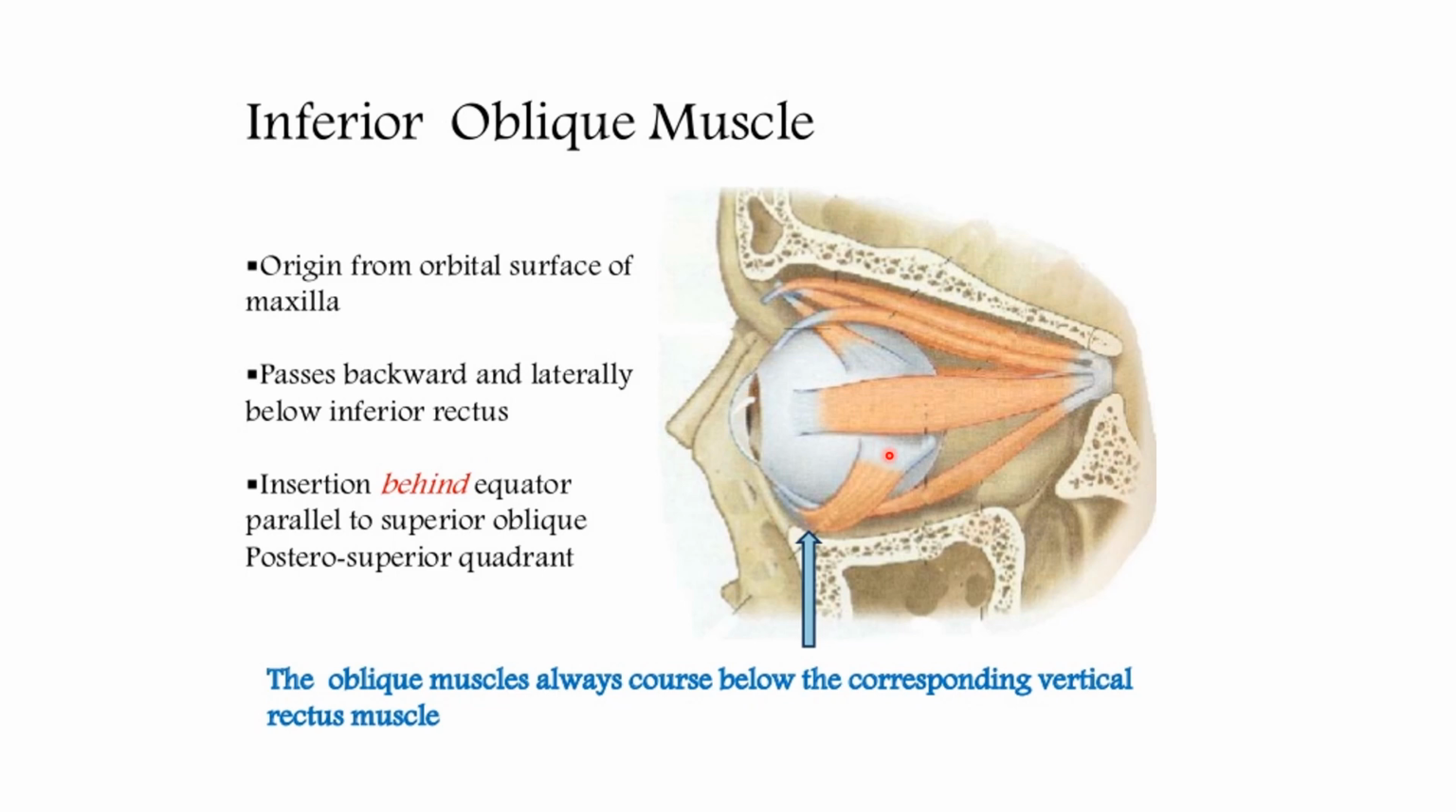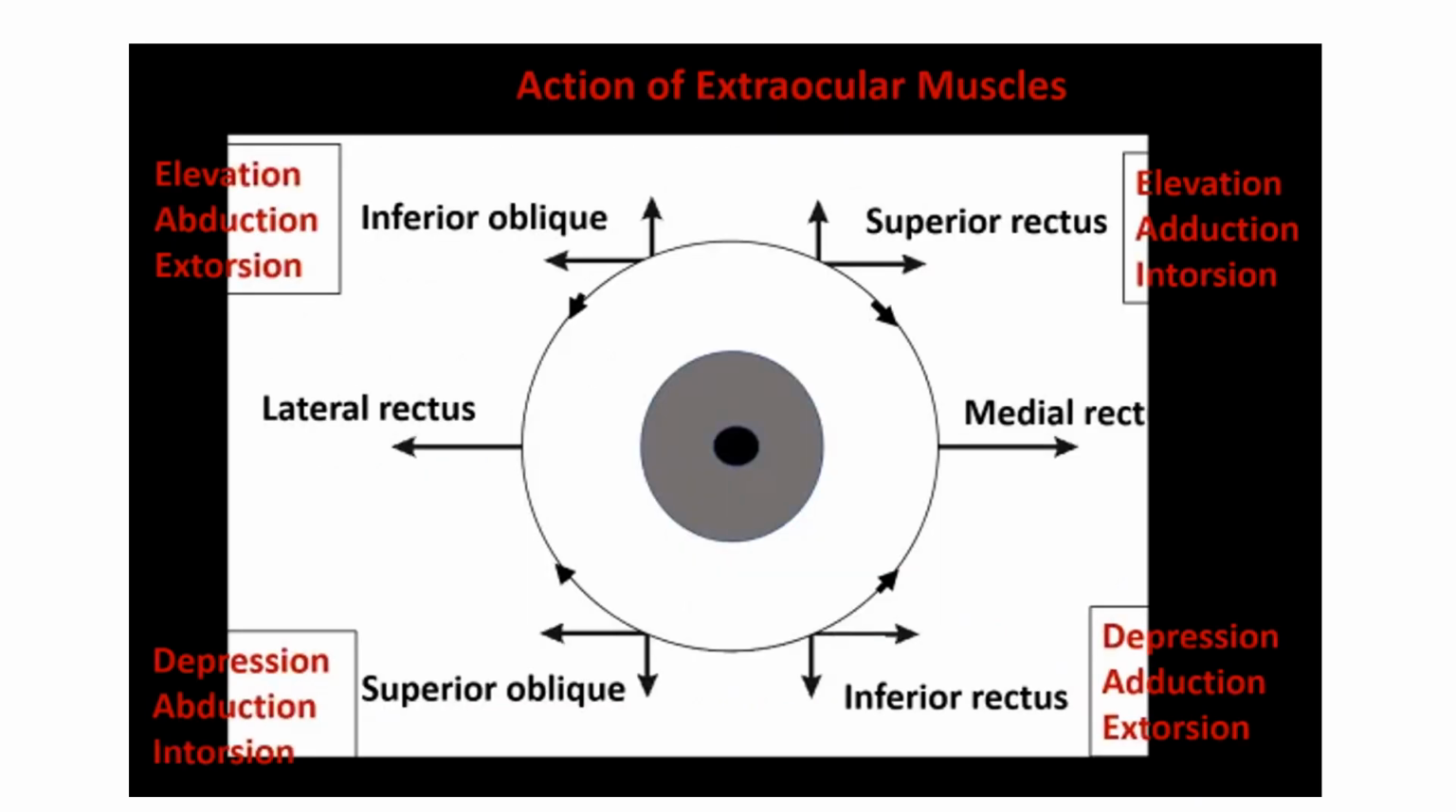rectus, and it's getting inserted again behind the equator, just parallel to the superior. Here is the superior oblique and here is the inferior oblique. Just below the superior oblique in the posterior superior quadrant, the inferior oblique also gets its insertion. So you can see the inferior oblique muscle. These insertions are very, very important. With these insertions only the action of muscles will be related.